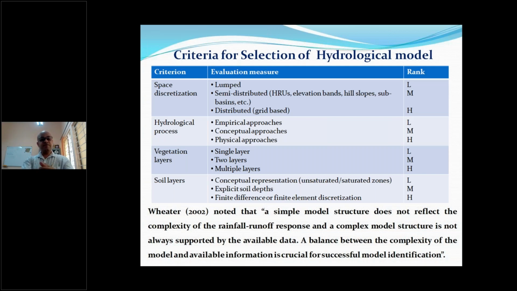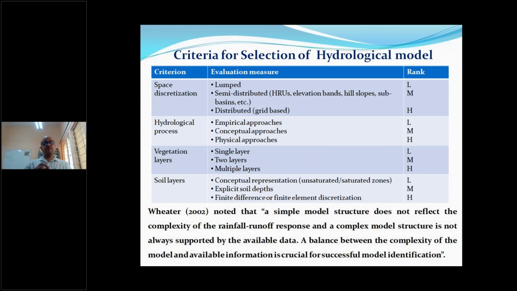Now, if a model presents vegetation as a single layer, lowest ranking. If it is presented as two layers, medium ranking. If it represents vegetation within an area, and gives the option to give only one vegetation type, lowest ranking. If it gives you two vegetative types, medium ranking. And if it allows you to define that vegetative layer into multiple layers, highest ranking. Similarly, soil: the more the discretization in terms of soil, the higher the ranking should be.